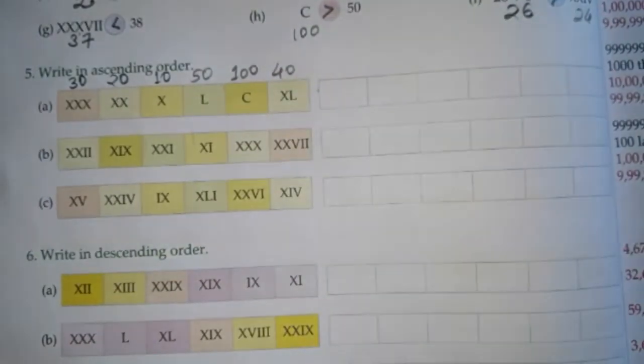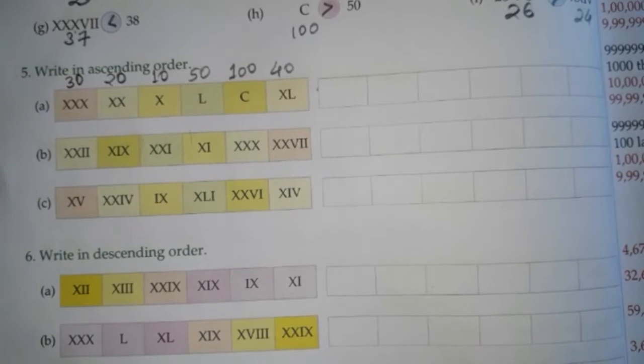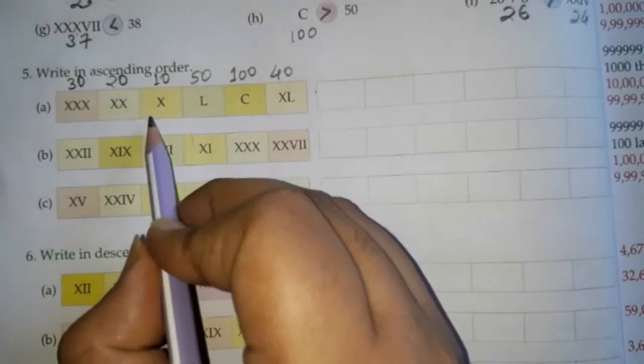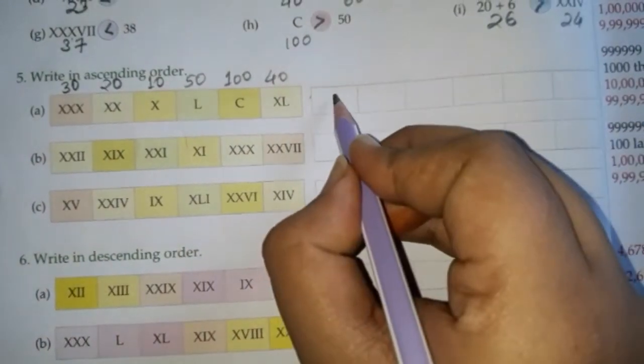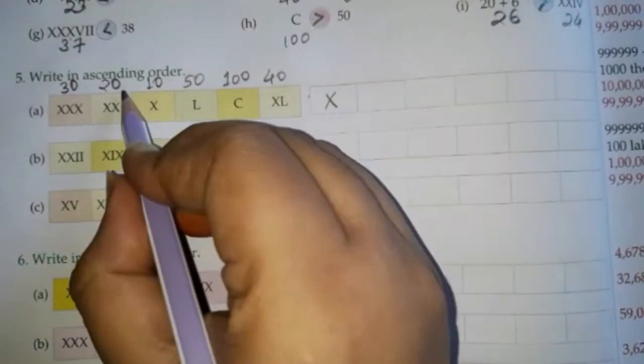Now compare. Which one is smaller? Ascending means to arrange the numbers from smaller to the larger. Which one is smaller? This 10 is smaller. So we'll write X. X means 10. Then 20.